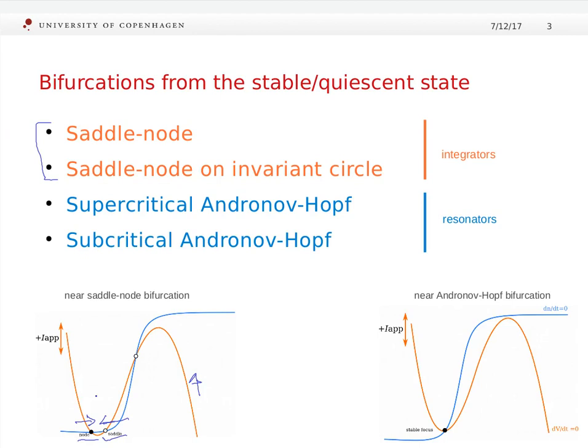And when I say neurons near these bifurcations, what I actually mean is that the physical properties of a real neuron can be described by a dynamical system where the parameters are organized in such a way that the dynamical system is near the saddle node bifurcation.